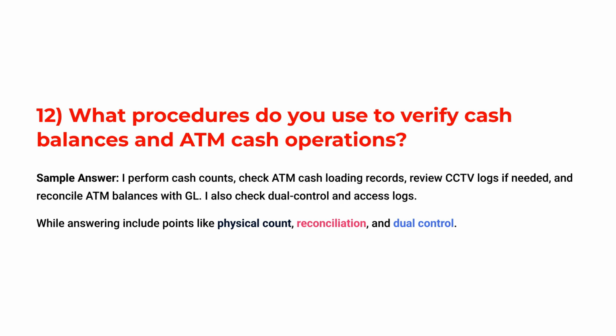What procedures do you use to verify cash balances and ATM cash operations? Sample answer. I perform cash counts, check ATM cash loading records, review CCTV logs if needed, and reconcile ATM balances with GL. I also check dual control and access logs. While answering, include points like physical count, reconciliation, and dual control.